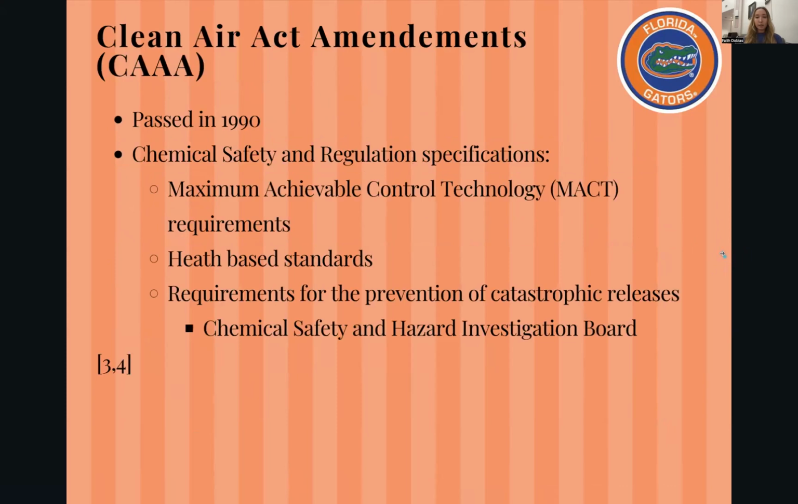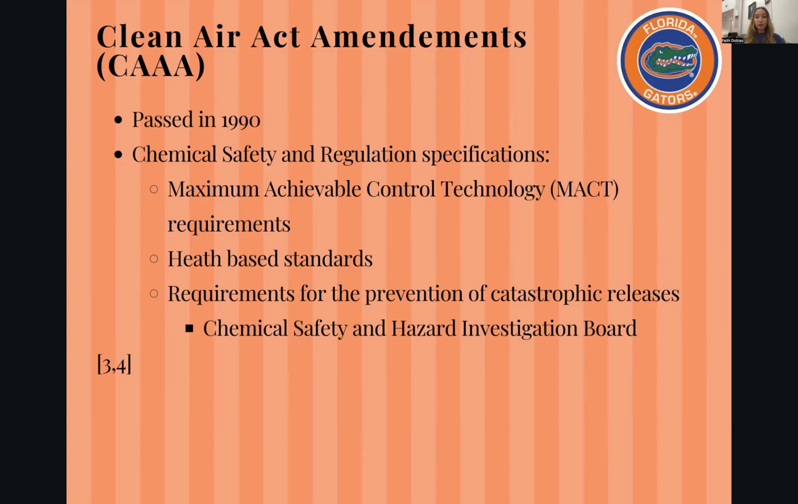The Clean Air Act amendments were passed in 1990. The amendments include several specifications pertaining to chemical safety and regulation, including maximum achievable control technology requirements, health-based standards, and requirements for the prevention of catastrophic releases. The MACT requirements establish standards for 187 pollutants, which the EPA is required to revise at least every 8 years. Any pollutant anticipated to cause health and/or environmental harm is regulated. The goal is to achieve the maximum degree of reduction in emissions.